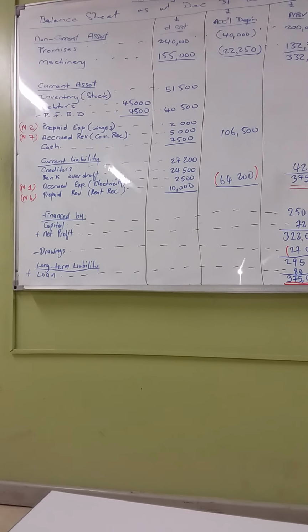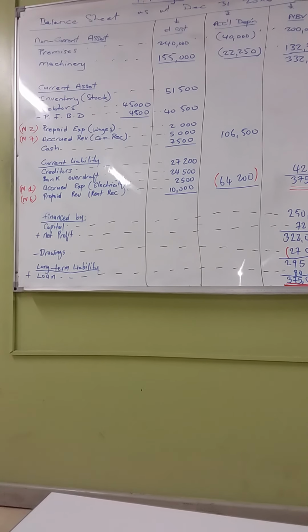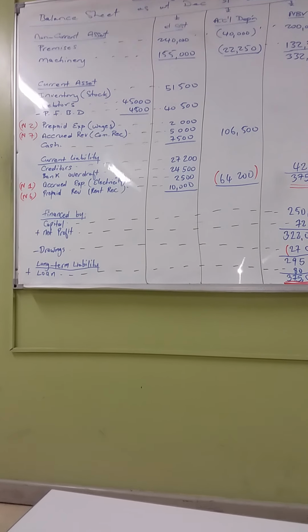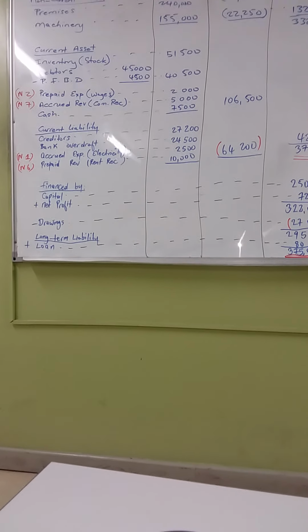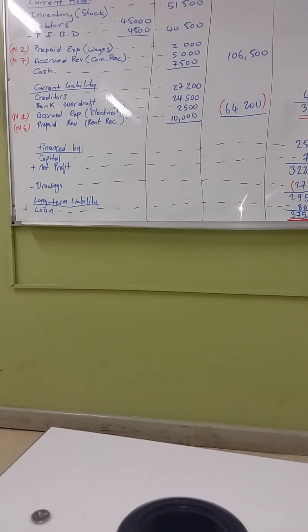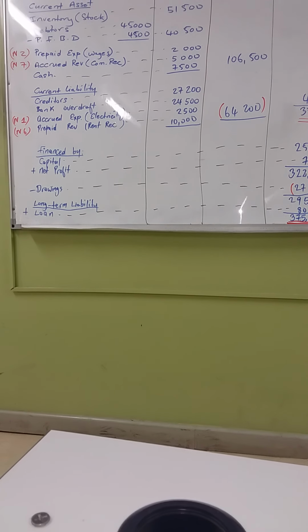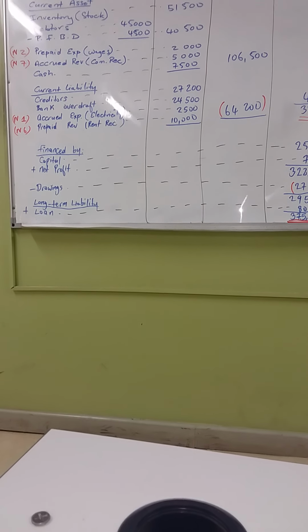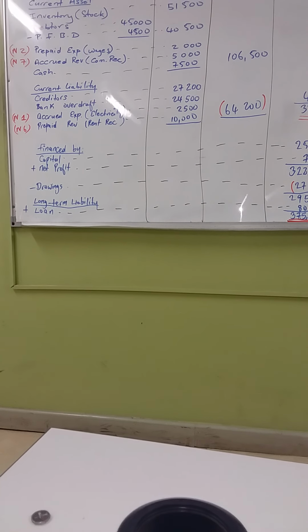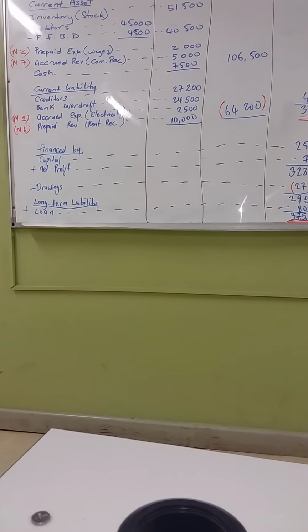Alright, let us continue. So therefore you have your creditors, which is 27,200. You have your bank overdraft, it's a liability, 24,500. You have your accrued expense, which is note 1. You have electricity. Electricity was owing, so therefore you owe it. So it's a liability to the company. We owe 2,500 at the end of the year.